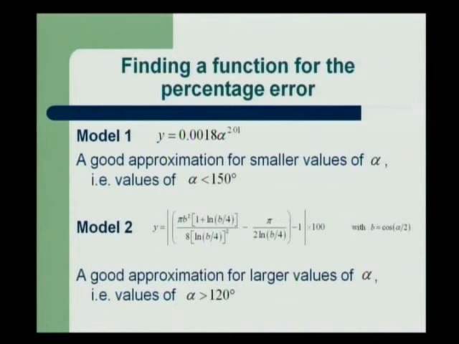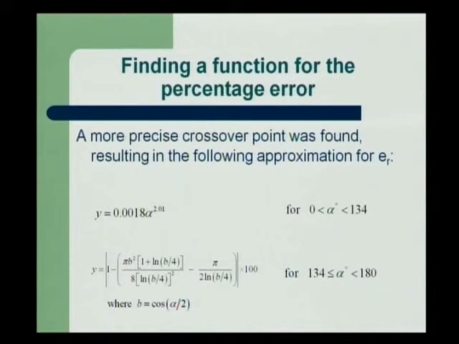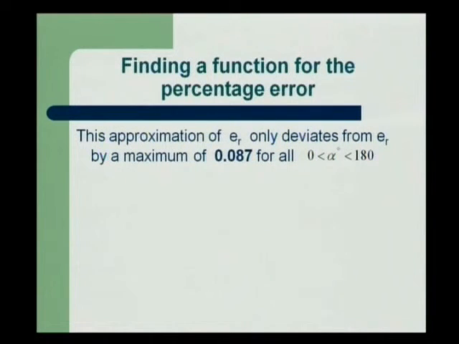Thus, we have two models which are good approximations for the absolute percentage error over different values of alpha. Thus, we can combine the two functions over different ranges of alpha to get the following approximation for the absolute percentage error. And this approximation only deviates by a maximum of 0.087 for all permissible values of alpha.